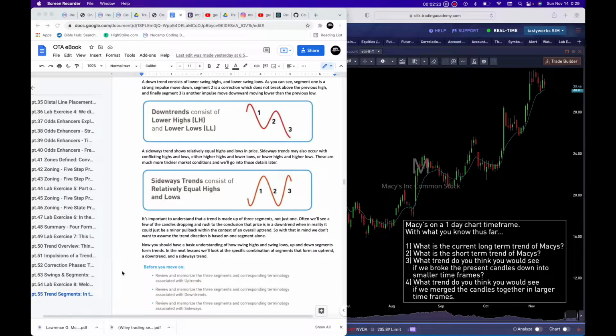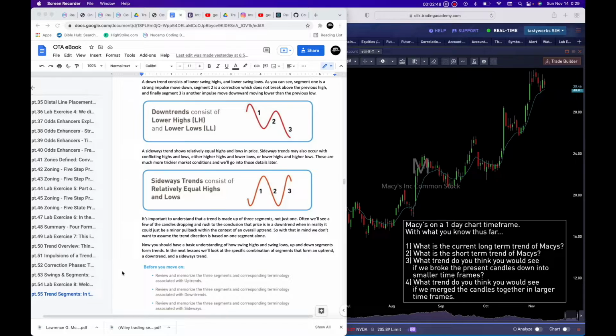It's important to understand that a trend is made up of 3 segments, not just one. Often we'll see a few of the candles dropping and rush to the conclusion that price is in a downtrend, when in reality it could just be a minor pullback within the context of an overall uptrend. So with that in mind, we don't want to assume that the trend direction is based on one segment alone.